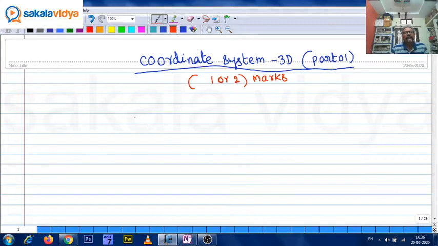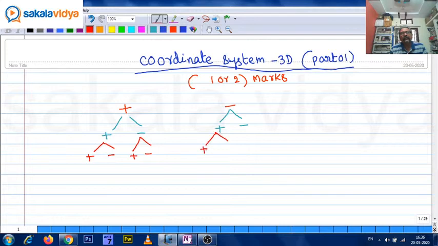Sign scheme means you take a plus sign here and a minus sign. Next write down here again plus sign, minus sign, and here plus sign, minus sign. Next here plus sign, minus sign. Here also plus sign, minus sign, and here also plus sign, minus sign. So the coordinates will follow this sign scheme.